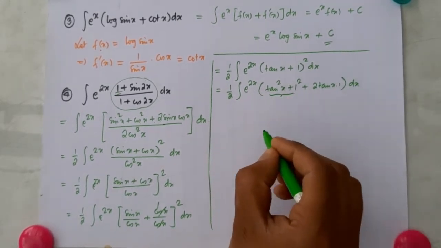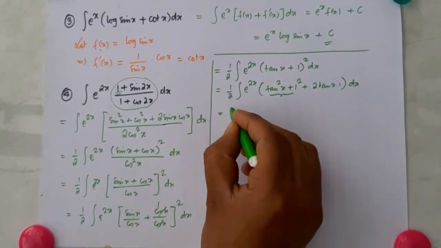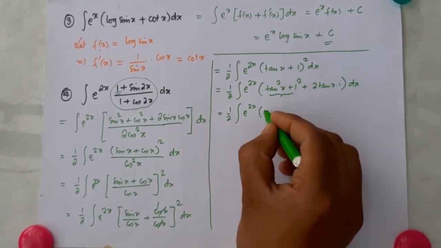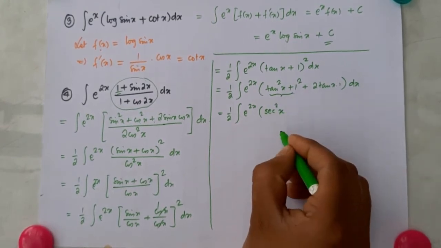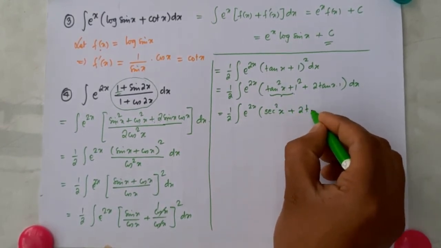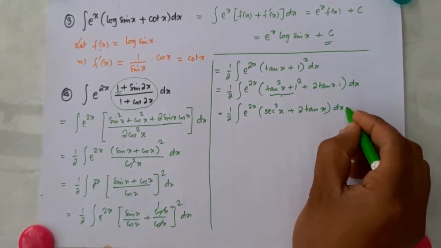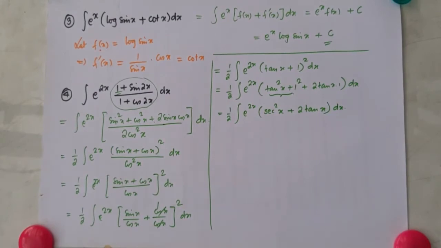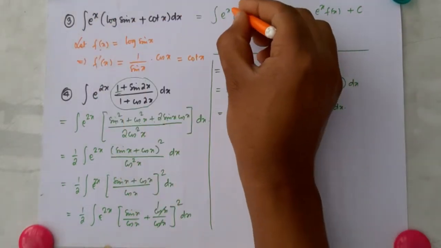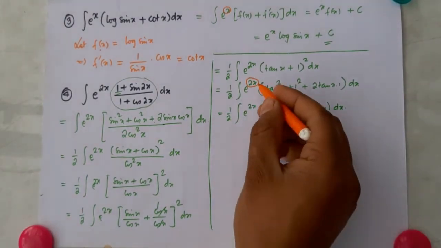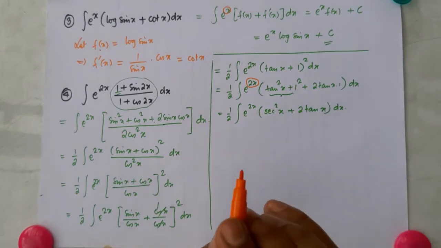Now pay attention to this. What is this? So this is half integral e to the power 2x. So this is 1 plus tan square theta, which is sec square theta, isn't it? So we have 2 tan x here, dx. Now you might have observed one thing: in the formula we have e to the power x, but here we have got e to the power 2x. So we have to remove this 2, isn't it? So for that we will do some substitution.